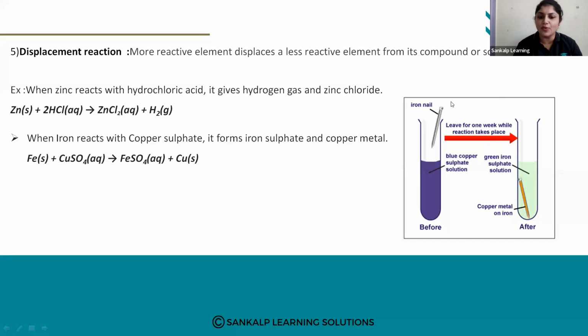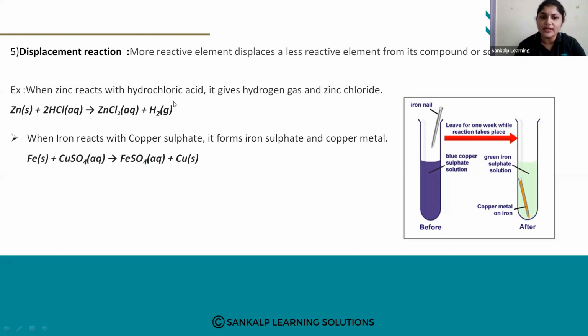Okay. So what have we seen? In one solution, we have not dipped anything, so the copper sulfate solution remains as it is. Because of the presence of Cu ions, the color remains blue itself. But in the other test tube where you have dipped the iron nail, what happens? The iron nail consists of Fe, right? Thus Fe replaces the copper ions from the solution. Okay. So this is the displacement reaction.